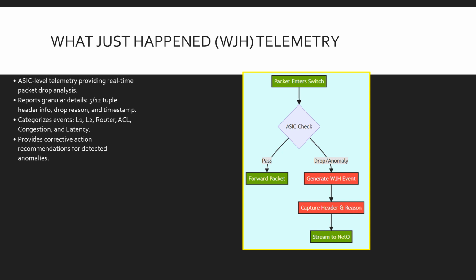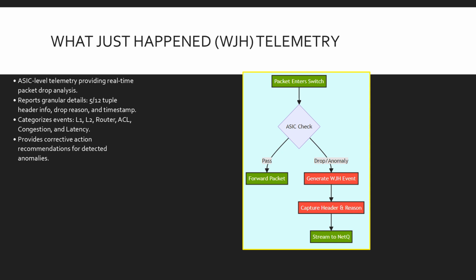If a packet is dropped due to an ACL deny, a buffer tail drop, or a routing loop, WJH captures the packet header information, specifically the 5-tuple or 12-tuple details, without needing to store the full payload. Events are grouped into categories like Layer 1, Layer 2, router issues, and congestion. Crucially, WJH doesn't just list errors, it provides detailed descriptions and recommended corrective actions.